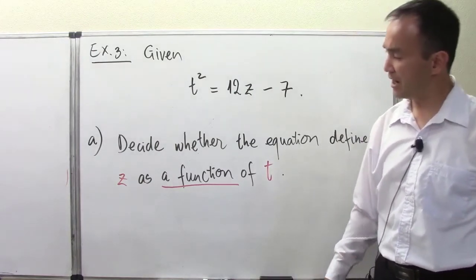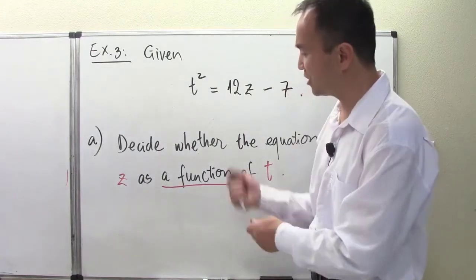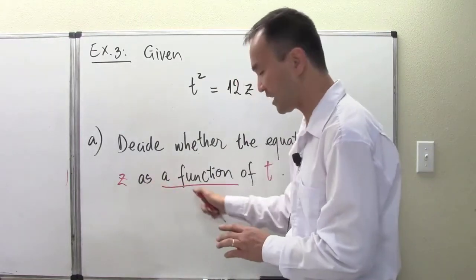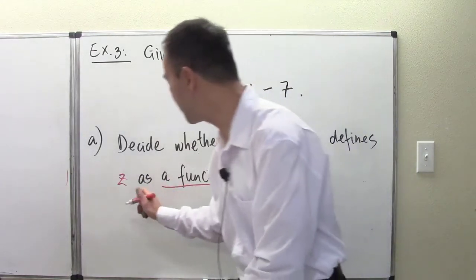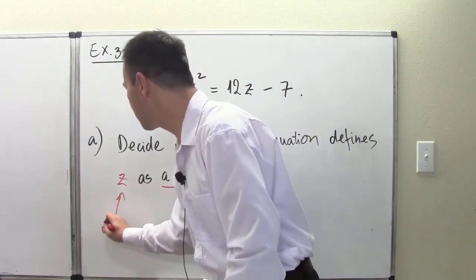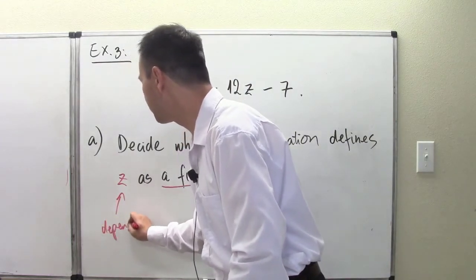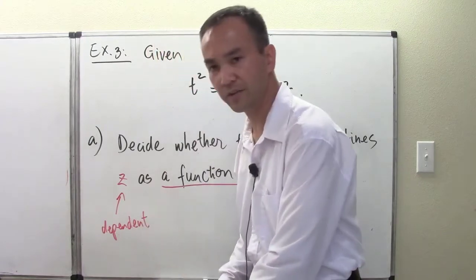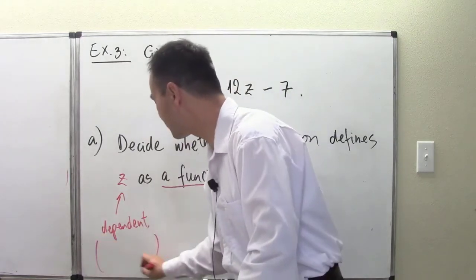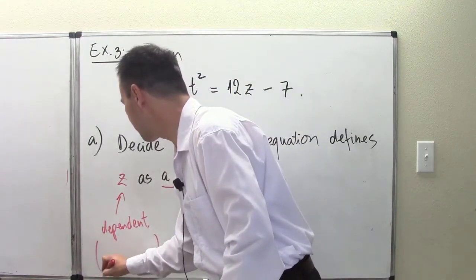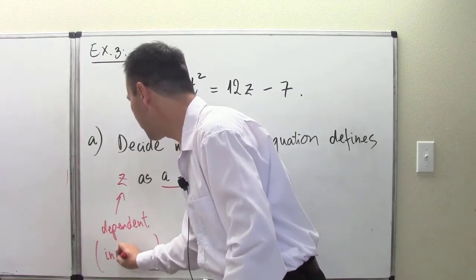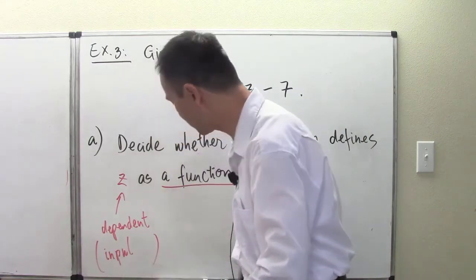Now let's look at the wording a little more closely. We want z as a function of t. So that means we want z here to be the dependent variable, and t is of course the input. I mean, the output.